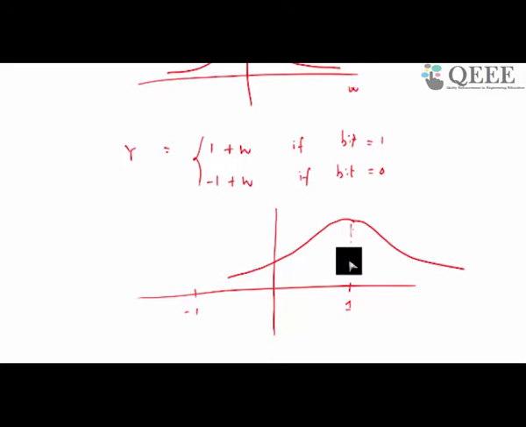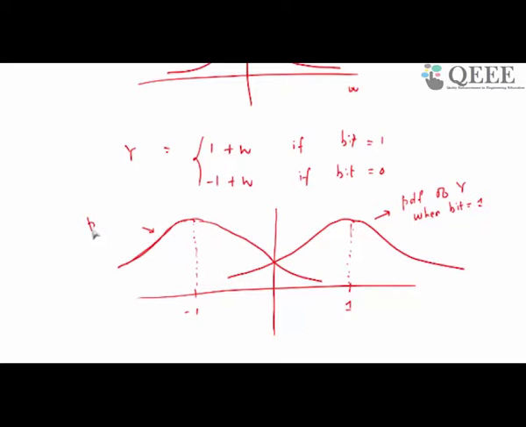Again, this is the same Gaussian noise with mean 1. So this is the PDF of y when bit equals 1. Similarly, when the bit is -1, it is going to be again the same Gaussian, but centered around -1. So this is the PDF of y when bit equals -1.